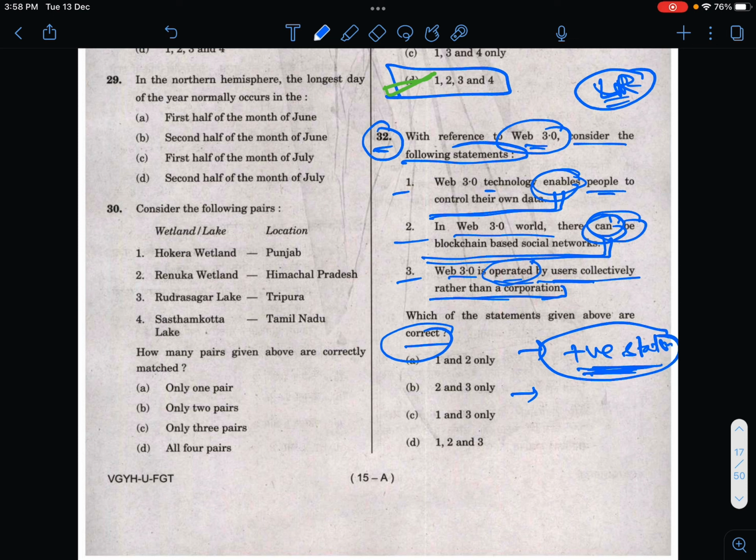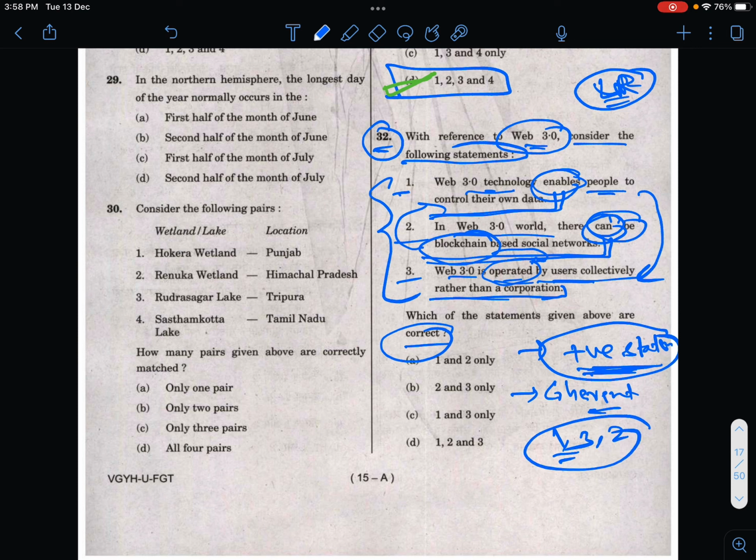Second insight was all three statements are coherent. So if one of these is correct, the other naturally flows from it. Let's say I assume that one is correct, that Web 3.0 technology actually enables people to control their own data, then 3 goes hand in hand. So 1 and 3 go hand in hand. Then again, we know that blockchain is all about decentralization. It is all about giving people the power to collect the data rather than a centralizing authority. And that tells you that all three statements are coherent with each other.